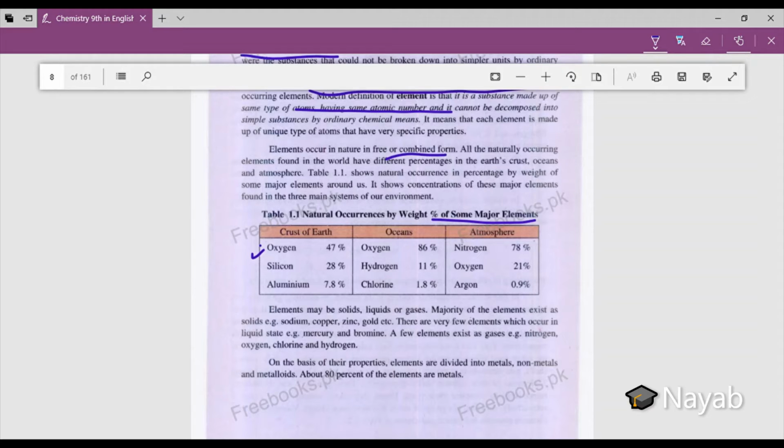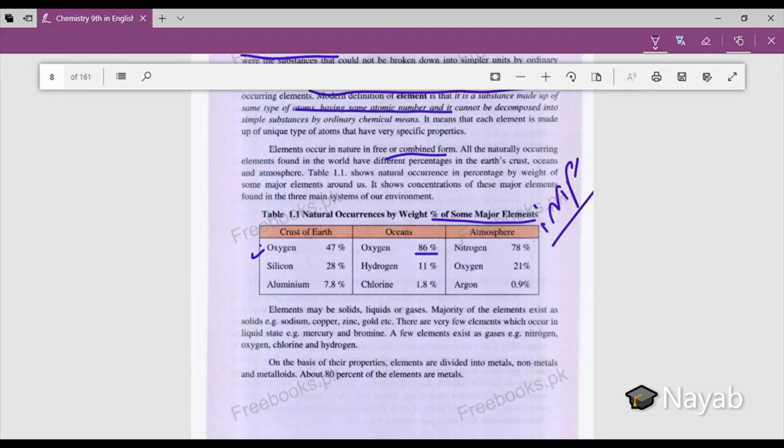These percentages are very important for the MCQs, so you have to study very attentively. Now let us read the composition of elements in the oceans. The composition of oxygen in the water is 86%, hydrogen 11%, and chlorine 1.8%. Why is the percentage of oxygen very high in the oceans? Because there are a lot of aquatic animals that live in the water, and these aquatic animals need oxygen as well.